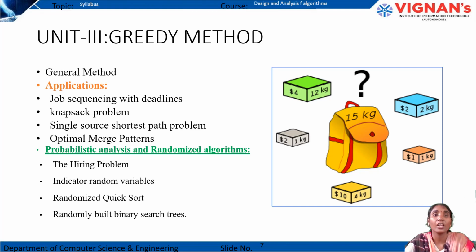Here we are going to take even the fractional parts of a particular item or of a particular object. So here we are not taking a full item. We might take even the fractional part of the object also as part of your greedy method. That's why the name is given as greedy. And there are several applications. Those applications also we are covering. And as I said earlier, even the randomized algorithms also come under unit 3.